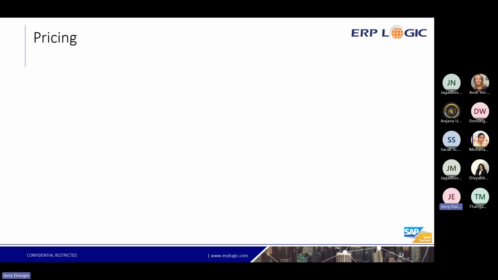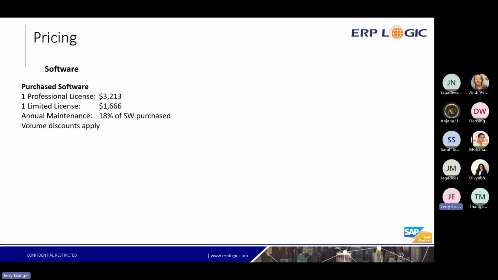So now we're going to get into some very specifics. So what are the actual prices associated with this stuff? So if we talk about software, the first option was for purchase software. So if you buy a professional license, the list price is going to be $3,213 for a professional license, and for a limited license, it's $1,666. So again, roughly about 50% of the price of a professional. So the more people you can put into limited licenses, the better.